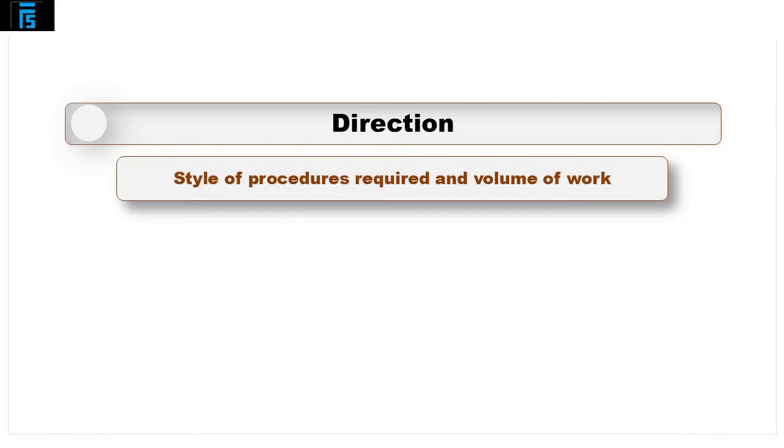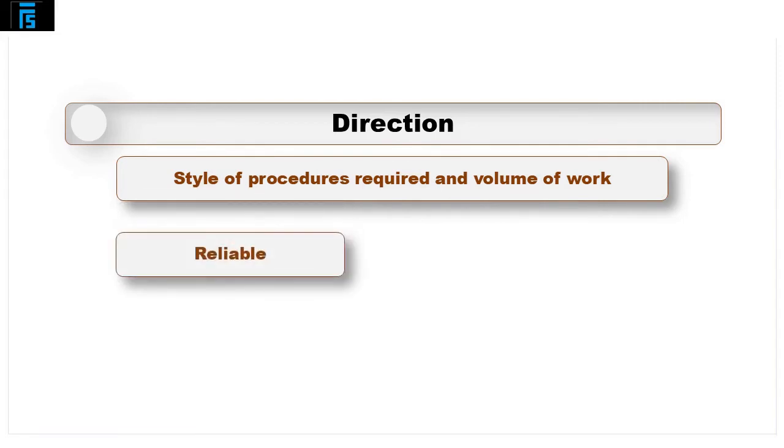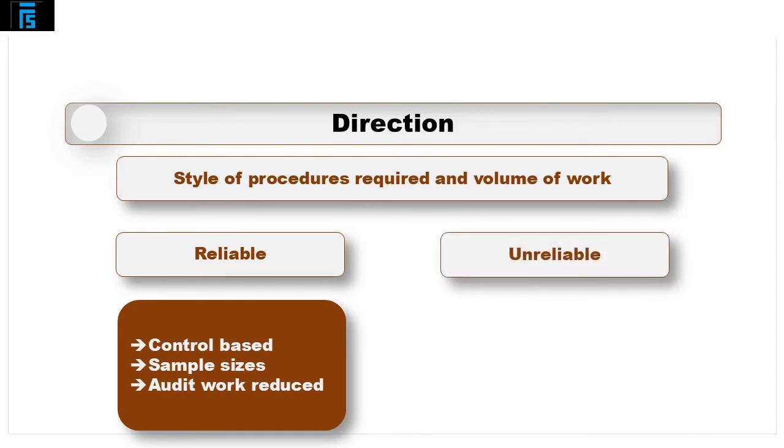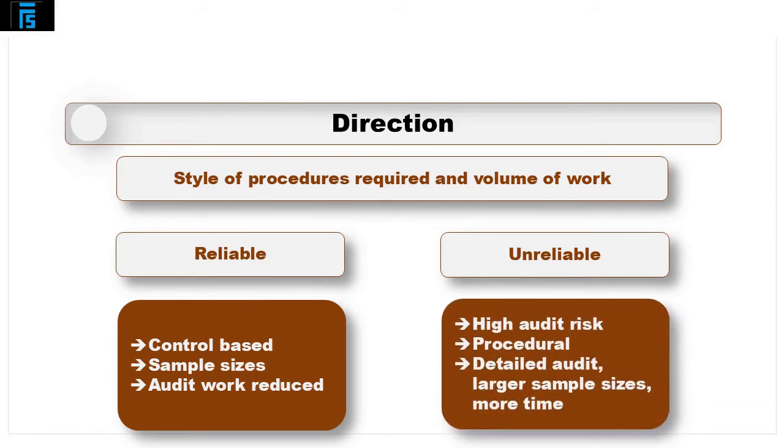The direction of the audit is where the auditor decides what style of procedures are required and the volume of work needed. Based on the work to identify risks and some review of control systems, the auditor will be able to determine whether control systems look reliable. If this is the case, then the direction will be controls based, where they conclude systems are reliable and sample sizes and the overall level of work needed for the audit can be reduced. If control systems look unreliable or there appears to be many indicators of high audit risk, the direction is procedural. There will be detailed audit testing, larger sample sizes, skilled staff needed and more time.